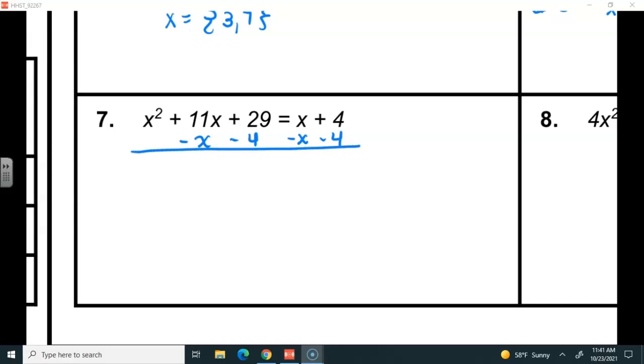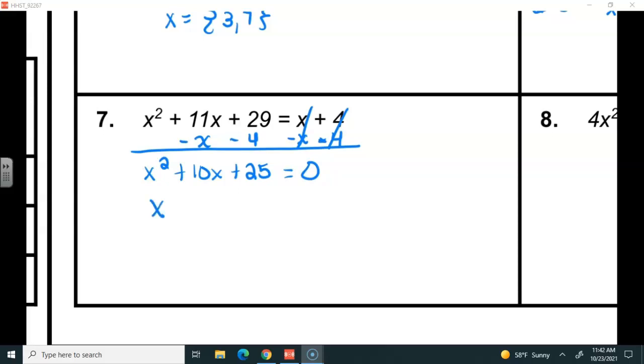Hopefully you can do this in one step. You should get to that point now to be able. So we get x squared plus 10x plus 25, because 11 minus 1 is 10, 29 minus 4 is 25. This is 0, this is 0, so it equals 0. Always check, because you may have made a mistake, and if you had added 4 over here, you wouldn't get 0, you'd get 8. So do that checking.